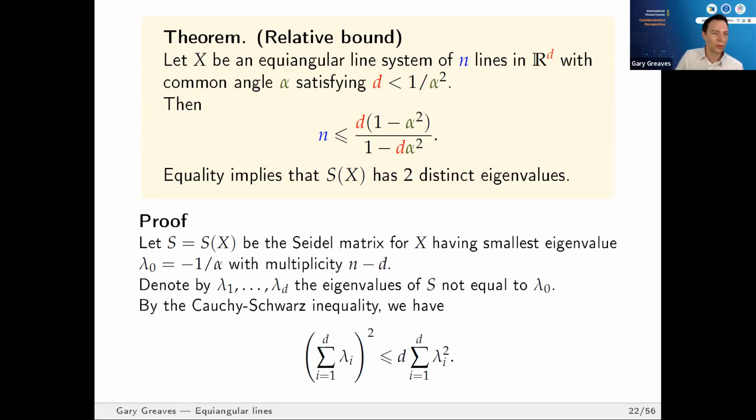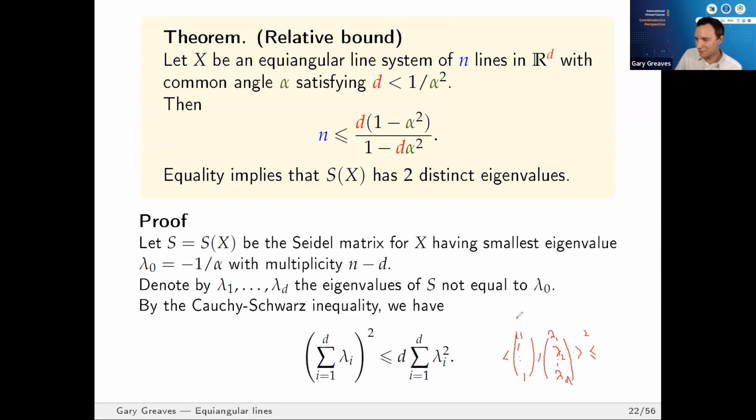And so if you want to see where this comes from, you can just take the all ones vector, inner product with the vector of lambdas, lambda 1, lambda 2, up to lambda d. So I take the inner product of these two things, squared. Cauchy-Schwarz says that's at most the square of the length of the all ones vector.